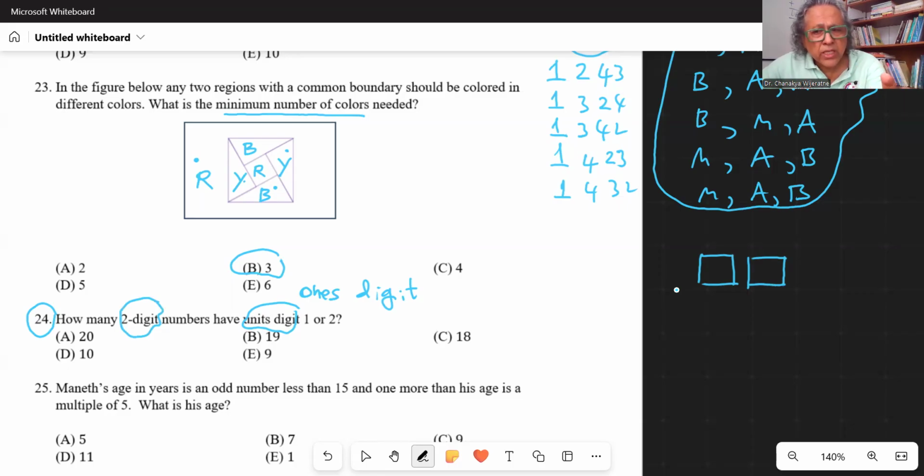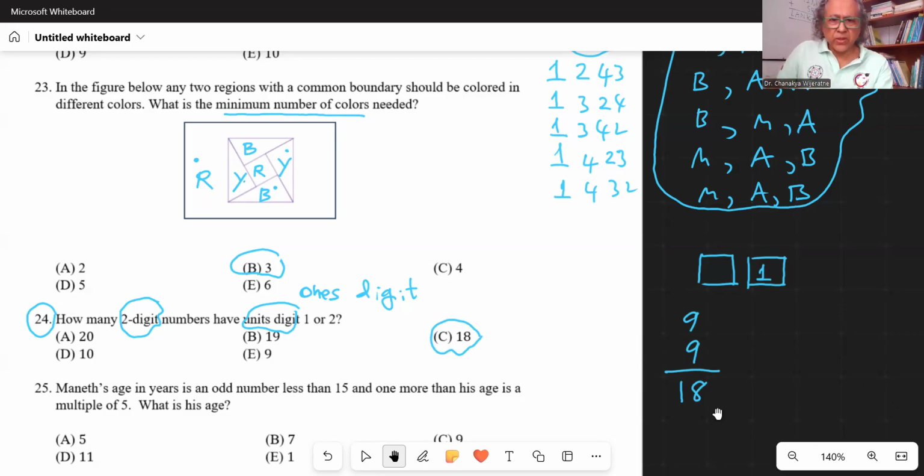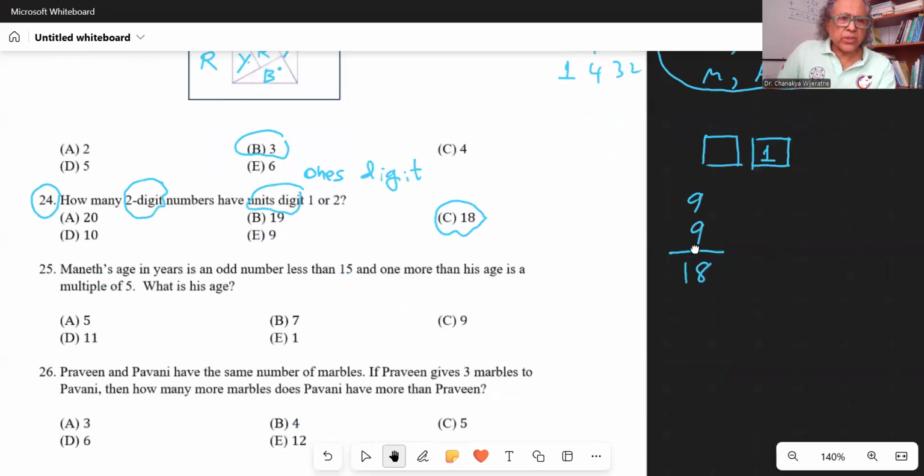So we cannot put 0 in the tens digit box. So you can put 9 numbers there with units digit 1. So we have 9 numbers ending with 1, and then another 9 ending with 2. So the total is 18. So there are 18 two-digit numbers ending with 1 or 2. Okay, so let's move on to the next question.